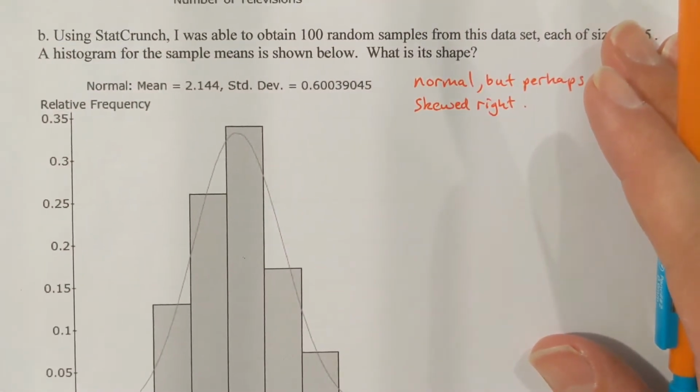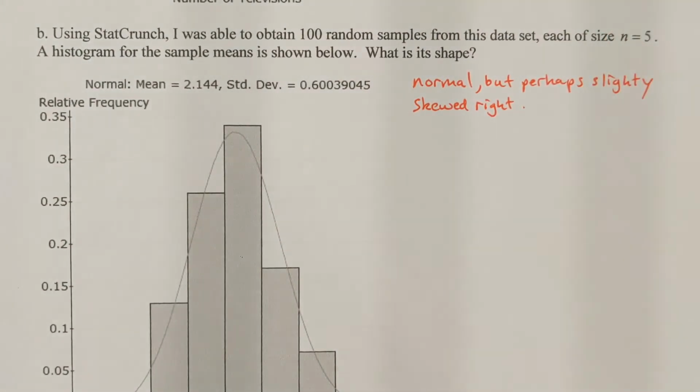Part B of this: using StatCrunch, I was able to obtain 100 samples from the data set, each of size n equal 5, and I had StatCrunch compute the mean each time. So I selected 5 numbers from the population, found the mean, put those back. I selected 5 more numbers, found the mean, put those numbers back. I did that 100 times. Actually, I didn't do anything. I just hit a button on StatCrunch, and it gave me the results in a second.